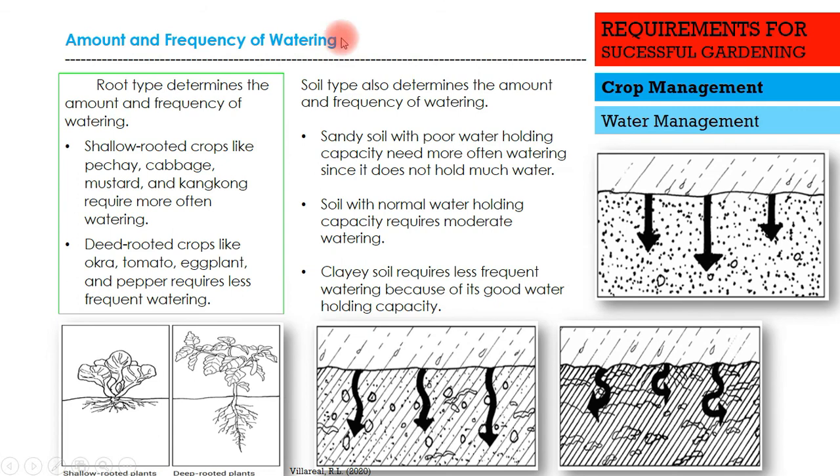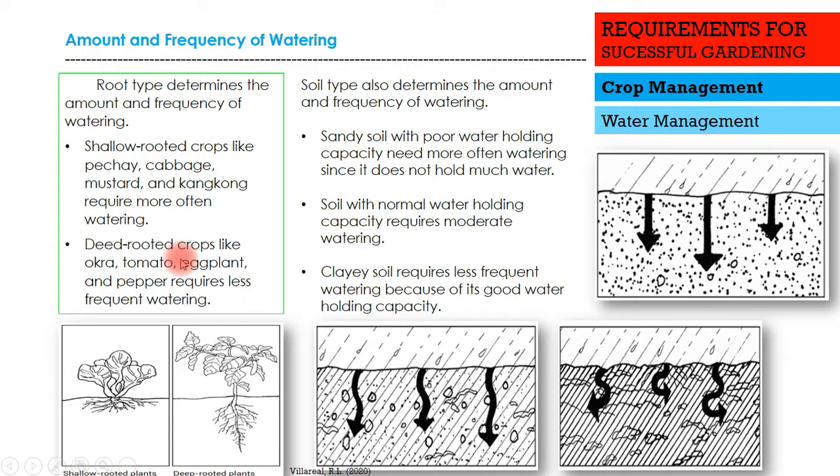So the amount and frequency of watering. The root type of crops determines the amount and frequency of watering. Pechay, cabbage, mustard, and kangkong are considered shallow rooted crops, so you should water them more often. However, for deep rooted crops, examples of which are okra, tomato, eggplant, and pepper, they require less frequent watering.